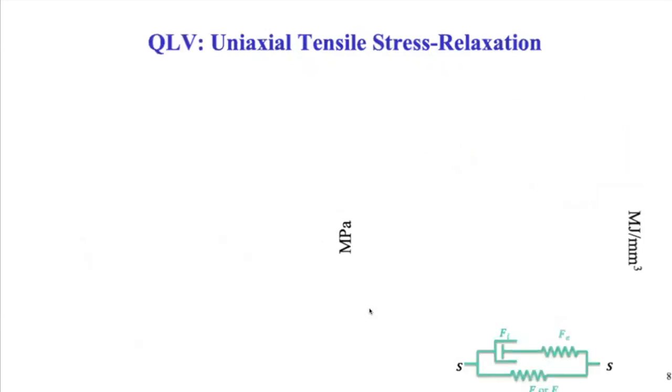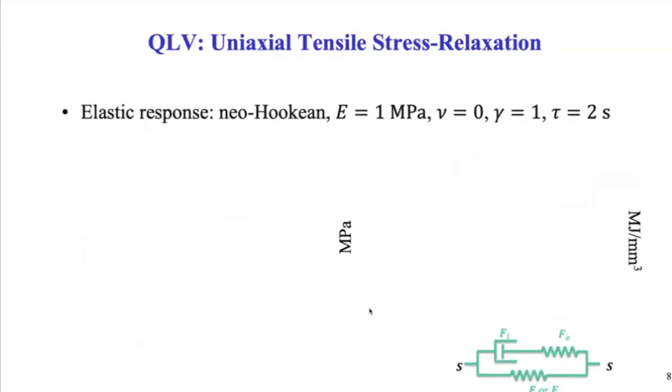Don't worry about that. Okay, so let's do uniaxial stress relaxation. For example, you have a spring. The parallel spring has a stiffness of 1 megapascal. The series spring, the one that's on the Maxwell element, also has a stiffness of 1 megapascal, which is equivalent to saying gamma is equal to 1.